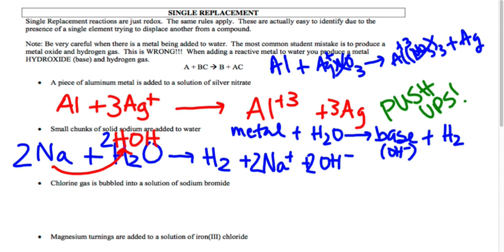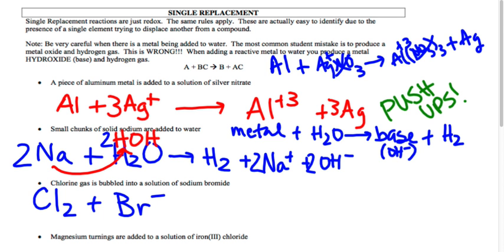Let's try a different type of redox. Chlorine gas, so I write Cl2, is bubbled into a solution of sodium bromide. What's the only thing I write? Br minus. I don't write down Na plus because it's soluble. It's going to be something that cancels on both sides.